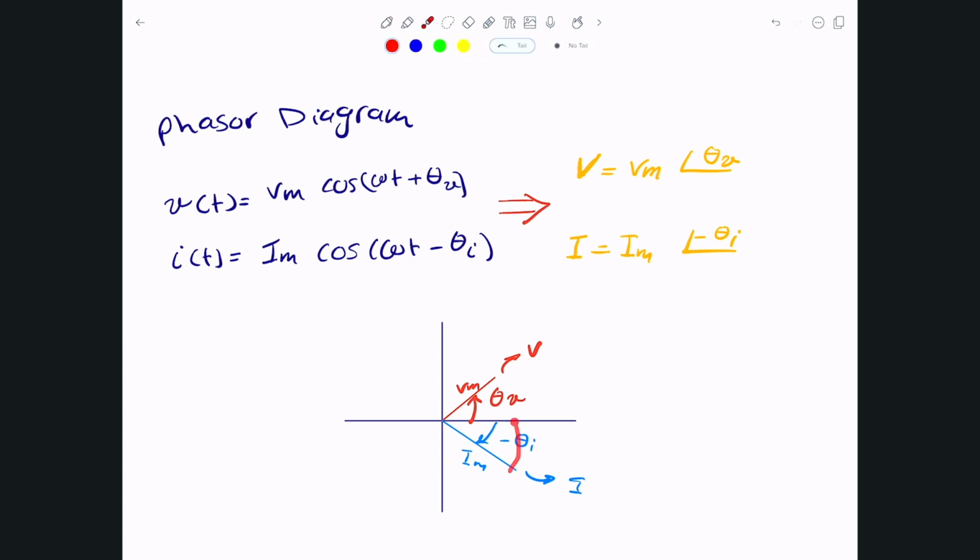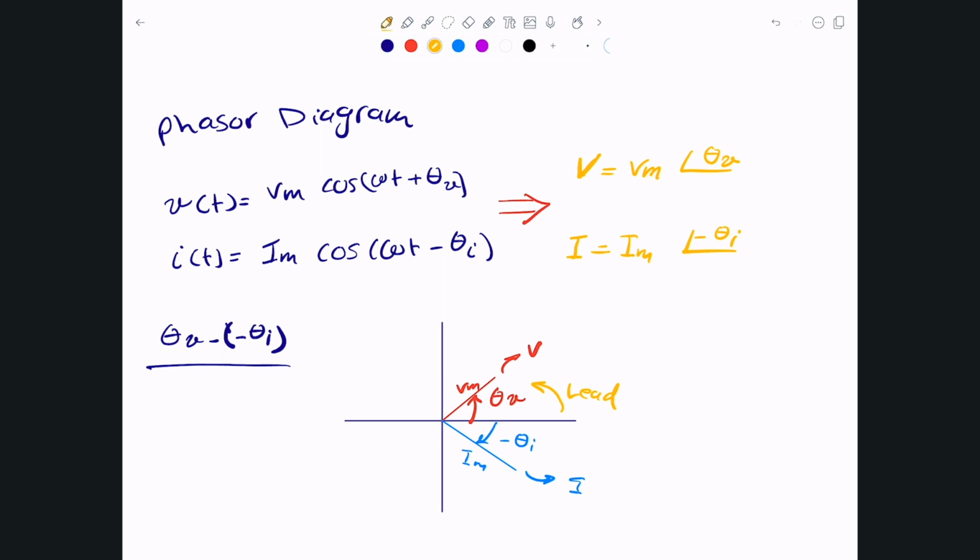Since they're rotating at this particular speed, what I can say is the following. V is leading I. It's in the leading direction because V hits the 90 degrees before I hits the 90 degrees, because of the way they're rotating. So we can say that V is leading I. By how much? The angle difference is theta V minus negative theta I. So V is leading I by this particular phase angle difference. Sometimes I can say I is lagging behind V by this.